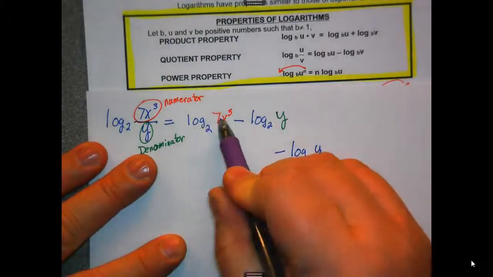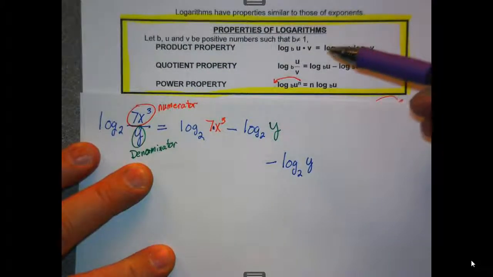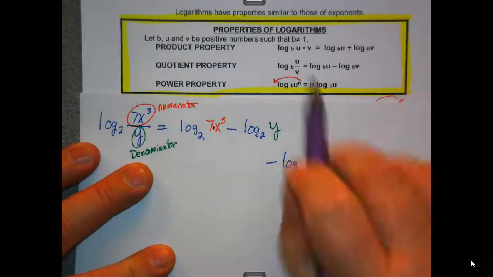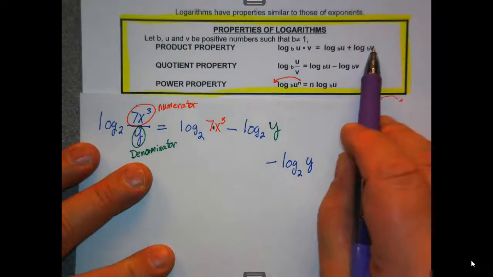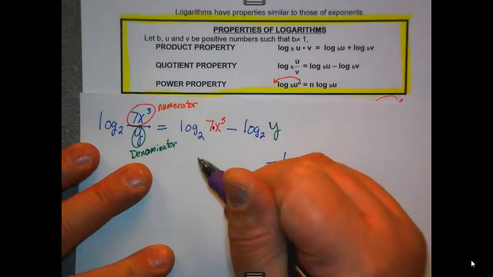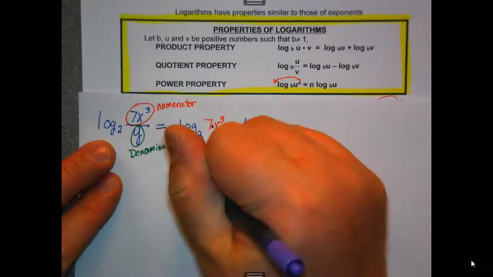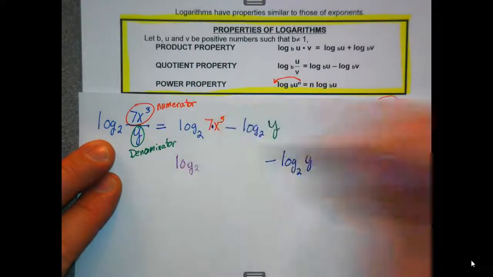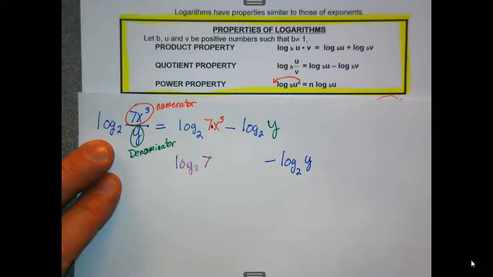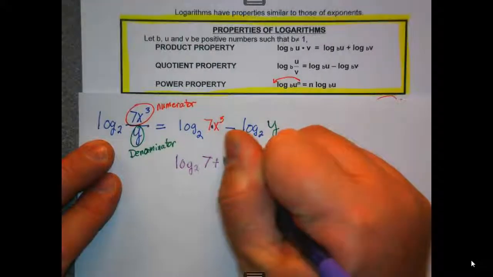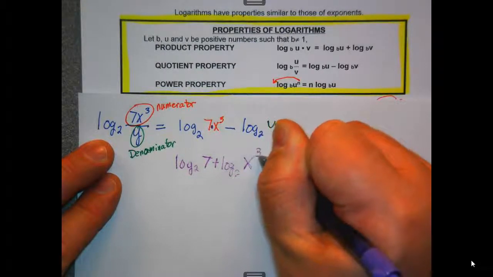What property am I going to use when I have multiplication between two numbers? Product property. Okay, that says I take the log of one number and I add the second number. Okay, so log base 2 of 7 plus log base 2 of x cubed. Yes, we're expanding.